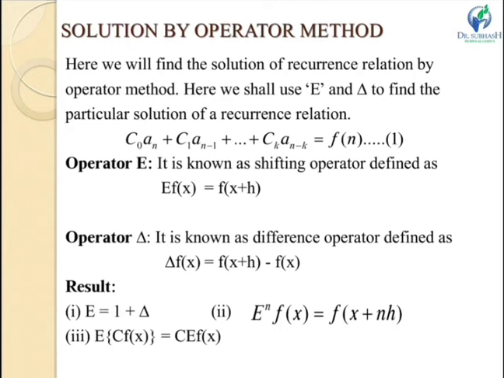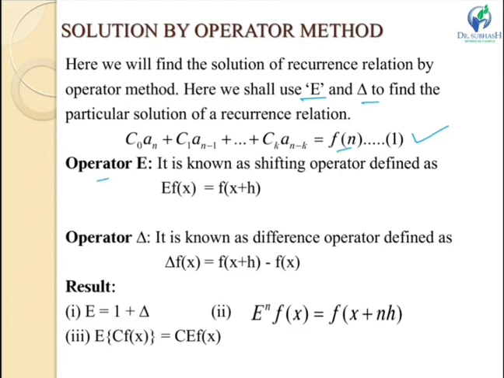Here we shall use the notations like E and delta to find the particular solution of the recurrence relation, that is c0 a_n plus c1 a_(n-1) up to ck a_(n-k) equal to f(n), where f(n) will not be equal to 0.